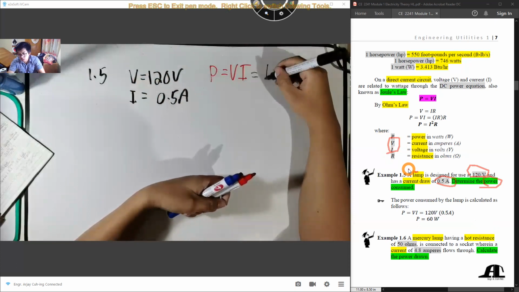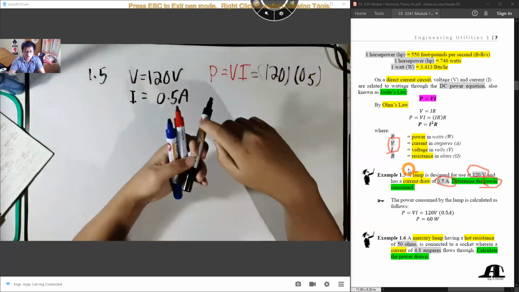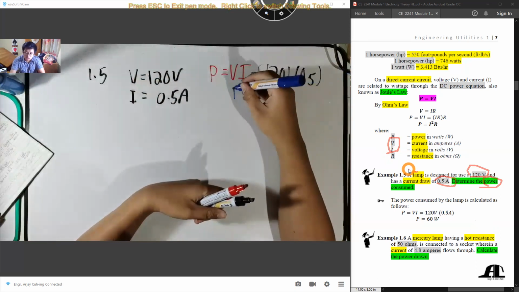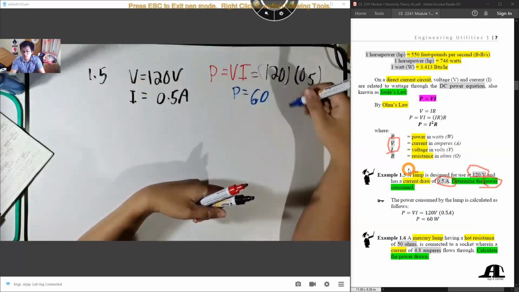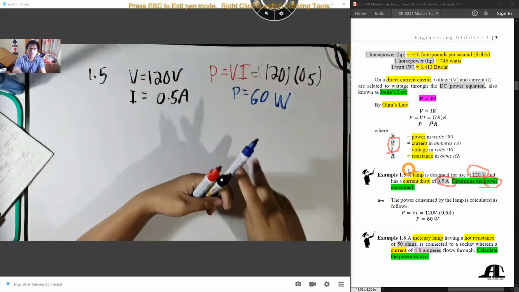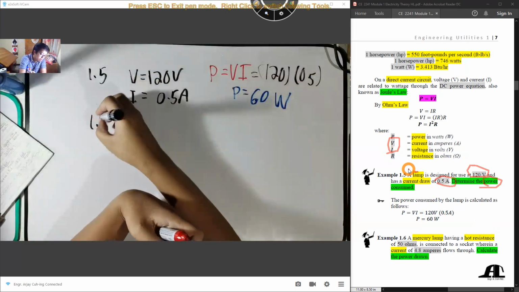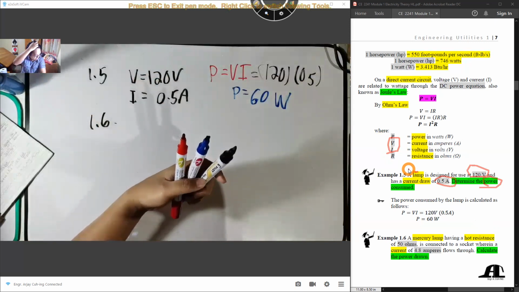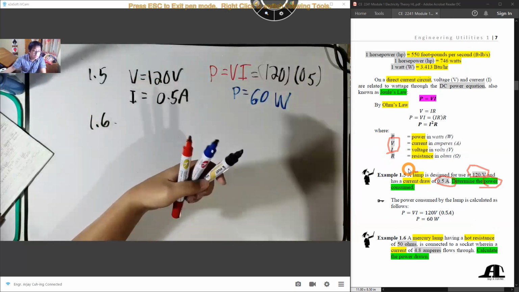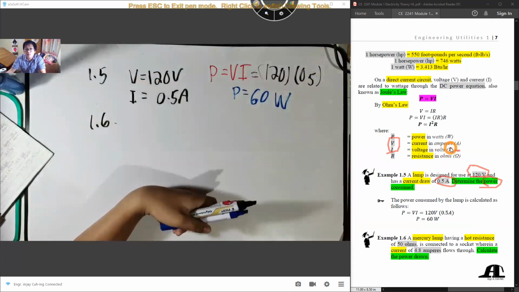So ano ang 120 class times yung ating 0.5 na current, magkakaroon tayo ng power equal to 60. Again class, consistent tayo sa units dito. Ito class, watts na siya. Okay? So tuloy-tuloy lang natin class to. Example 1.6. Okay? So in terms class of example 1.6, so anong gusto niyo magkuha class?